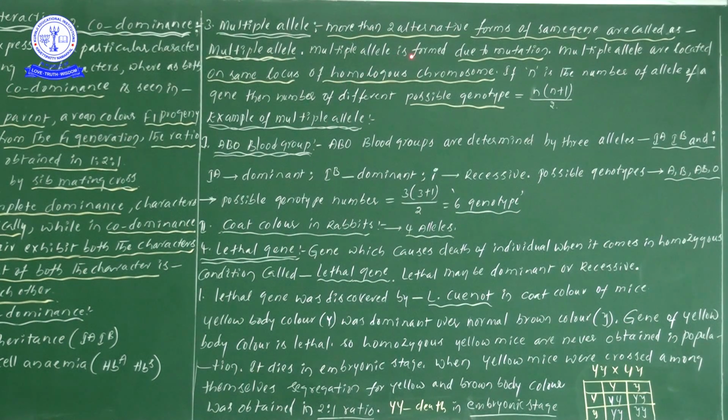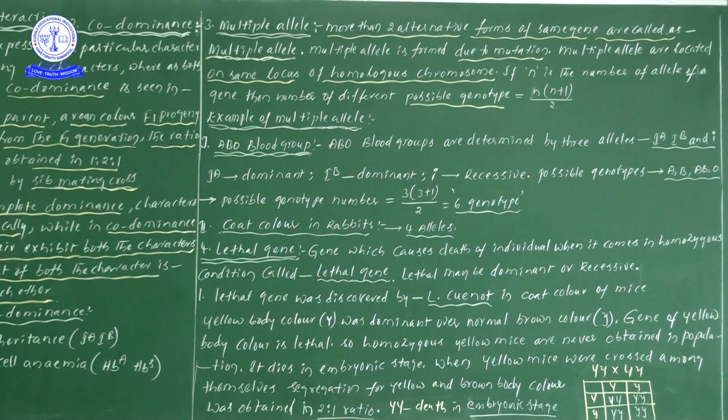Now, these multiple alleles are formed due to mutation, the process of mutations, meaning sudden changes which occur in the chromosomal sequence. So multiple alleles are formed because of mutational processes. Next, multiple alleles are located on the same locus of homologous chromosomes.